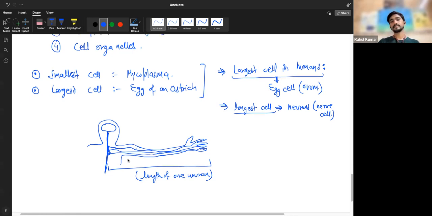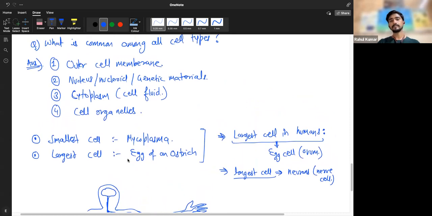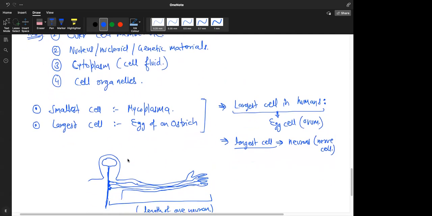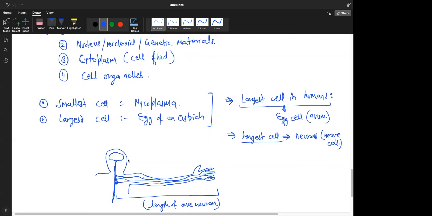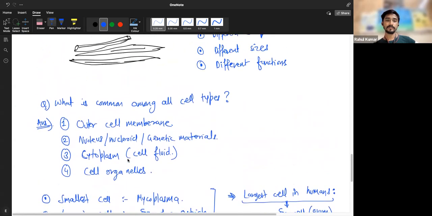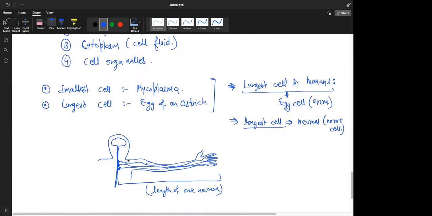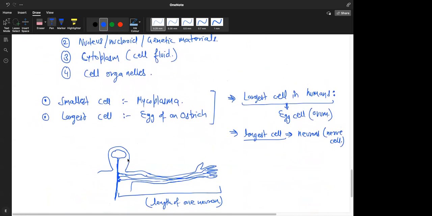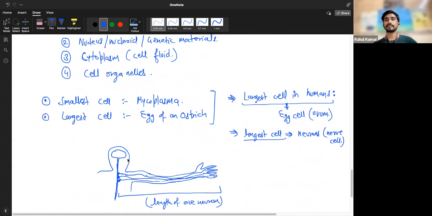Now, talking about cells, let's go into studying some characteristics. So what would be the smallest cell in the human body? In the human body, I think we don't know basically. I'll get back to you with this.